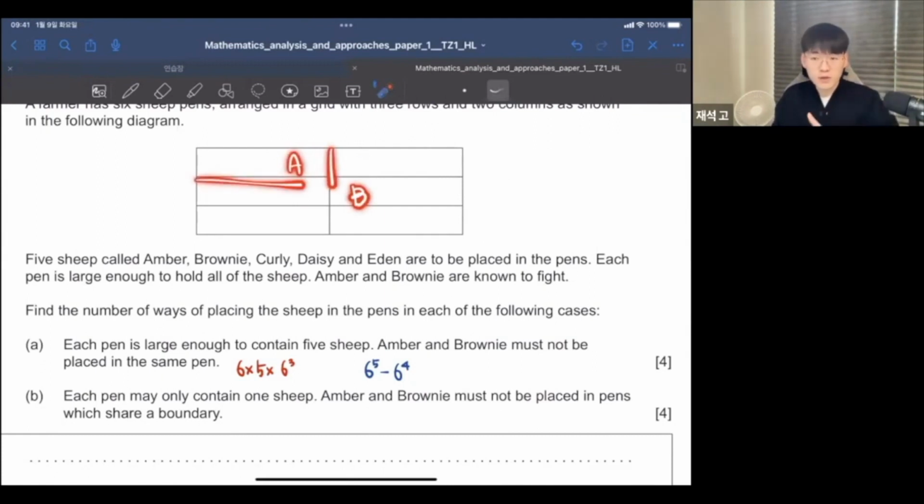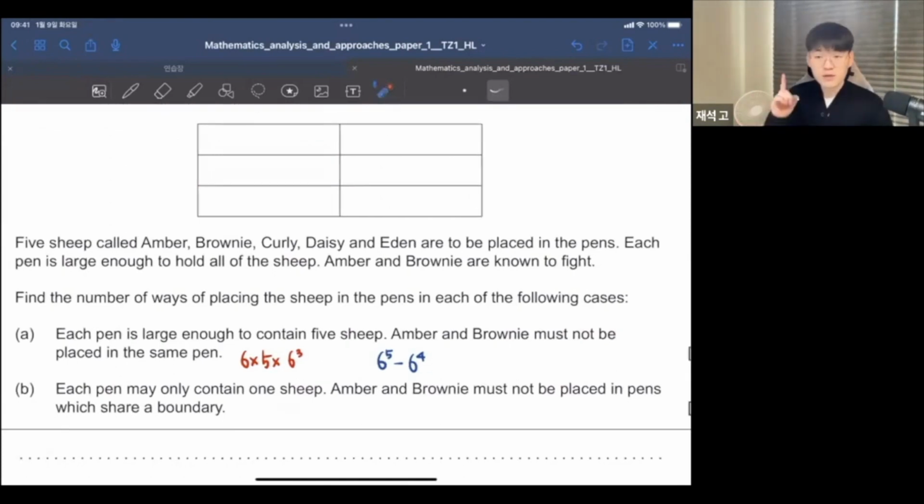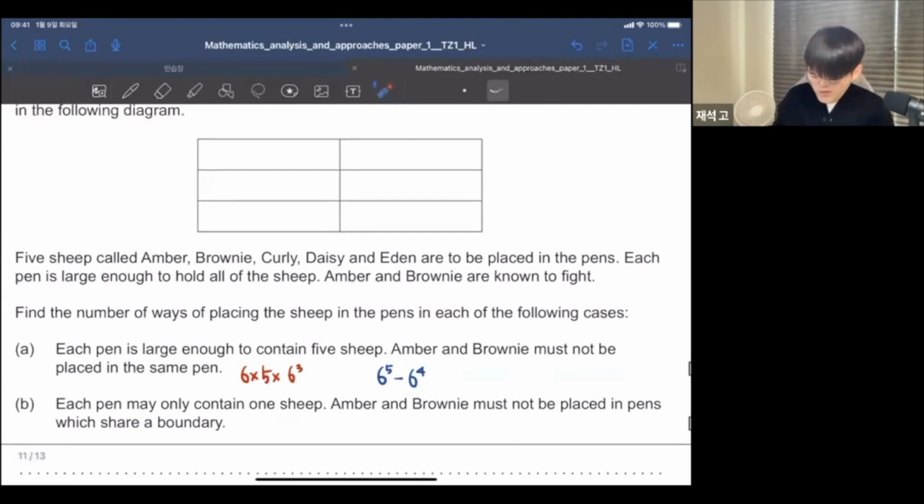So this one can be solved in 2 ways, either by finding it directly or subtracting it from the total cases. I'll try both ways. What happens if we find it directly? Put Amber in the beginning, for example, put Amber here. Then Brownie can't go here or here, so it's one of the 3. So if you put Amber here, Brownie is one of the 3 and Amber is one of the 6. Amber went in. Brownie is one of the 3 over there.